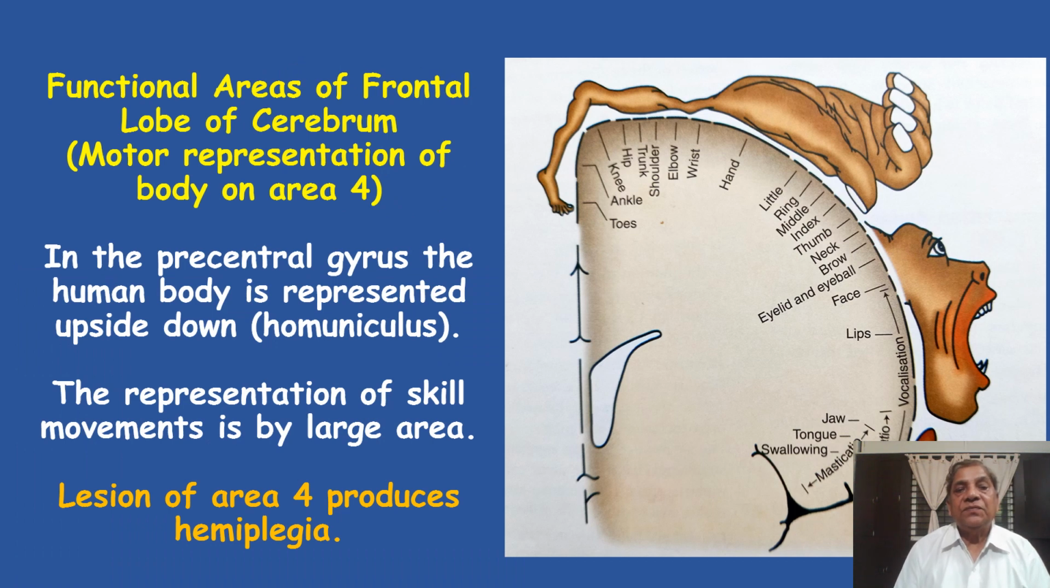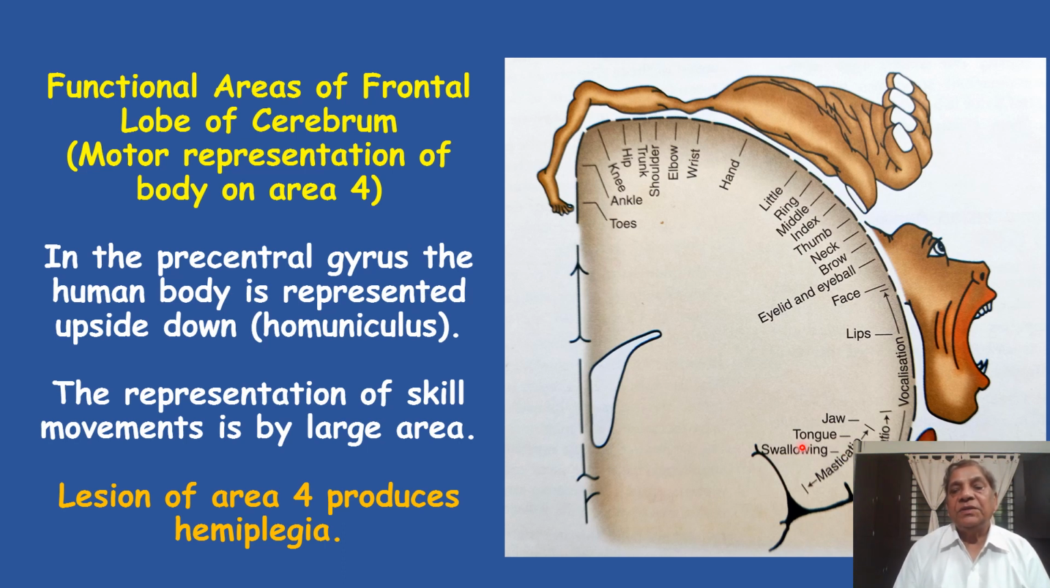Now this functional area of the frontal lobe, which is called the motor area 4 or the primary motor area, as I said, is located in the precentral gyrus. In this diagram you can see that in the precentral gyrus there is representation of the body. It is in the reverse direction, it is represented upside down.